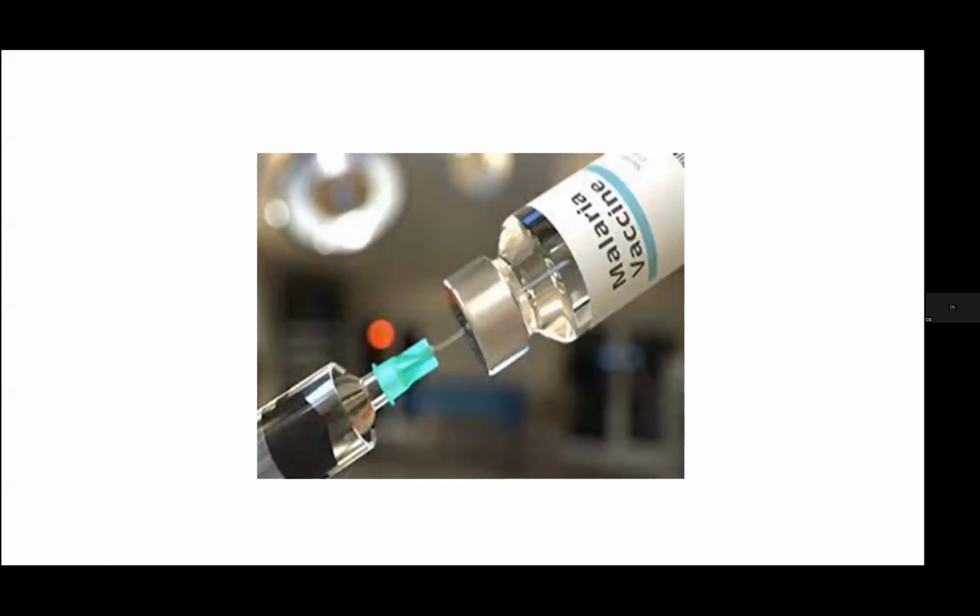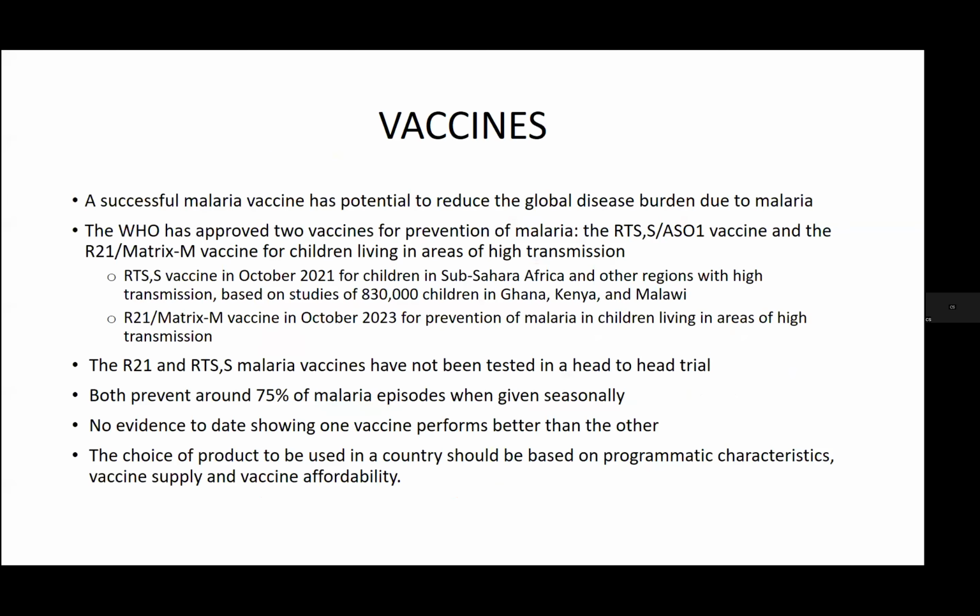So given all of this, there is a glimmer of hope, and I'm going to finish shortly. With vaccines, a successful malaria vaccine has the potential to reduce global disease burden, and be a leap forward in advancement of the fight against malaria. The World Health Organization has approved two vaccines for the prevention of malaria: the RTS,S vaccine, or Mosquirix, and the R21/Matrix-M vaccine. And this is for children living in areas of high transmission.